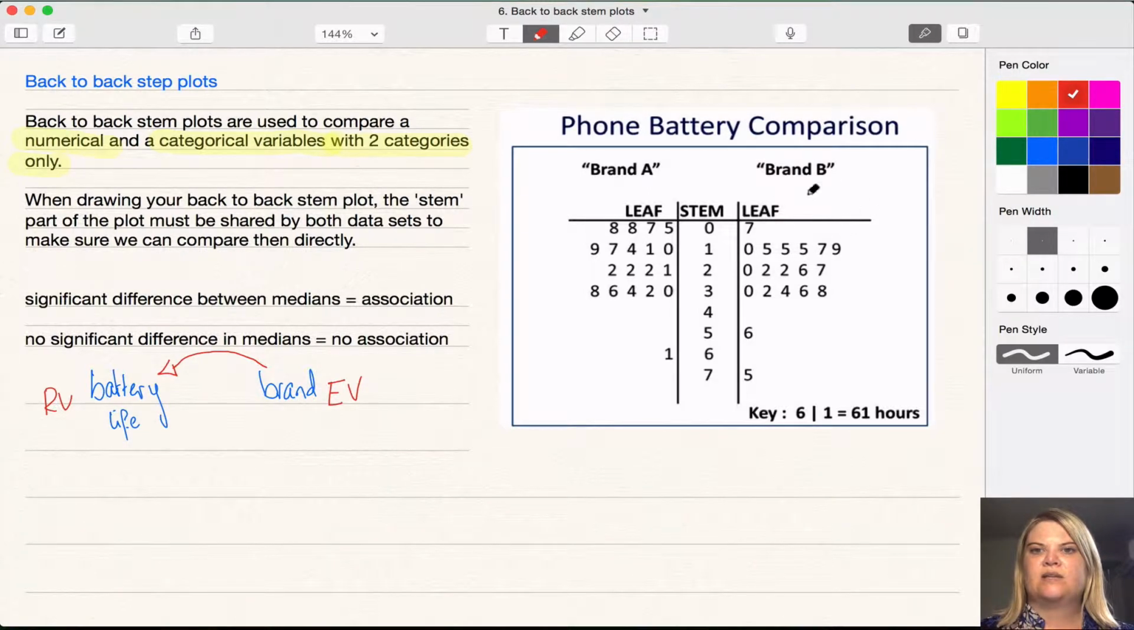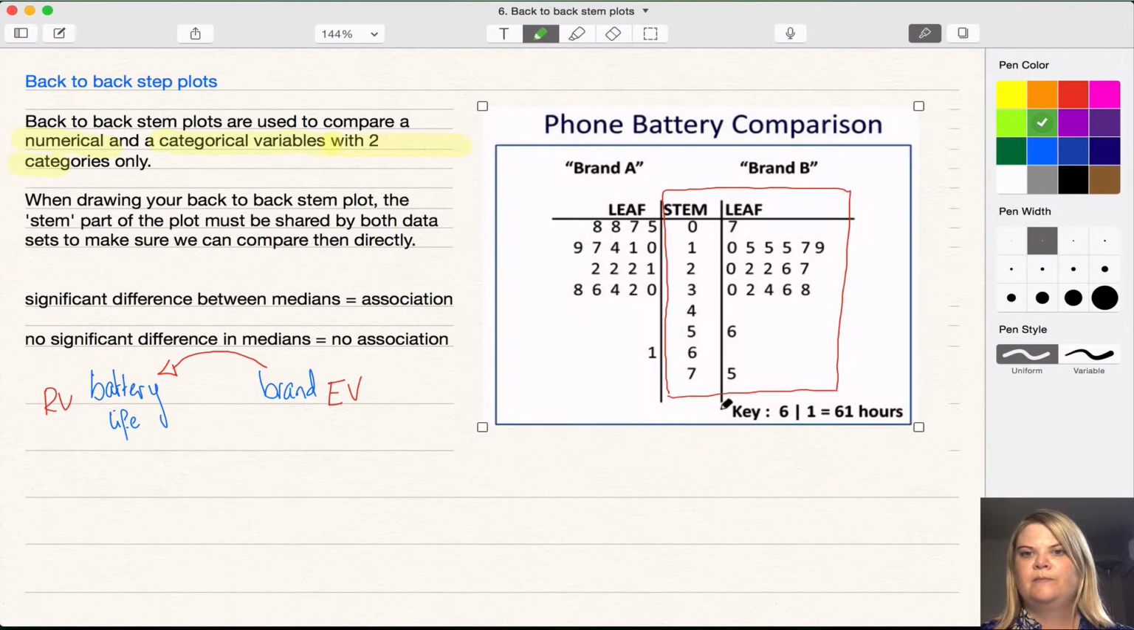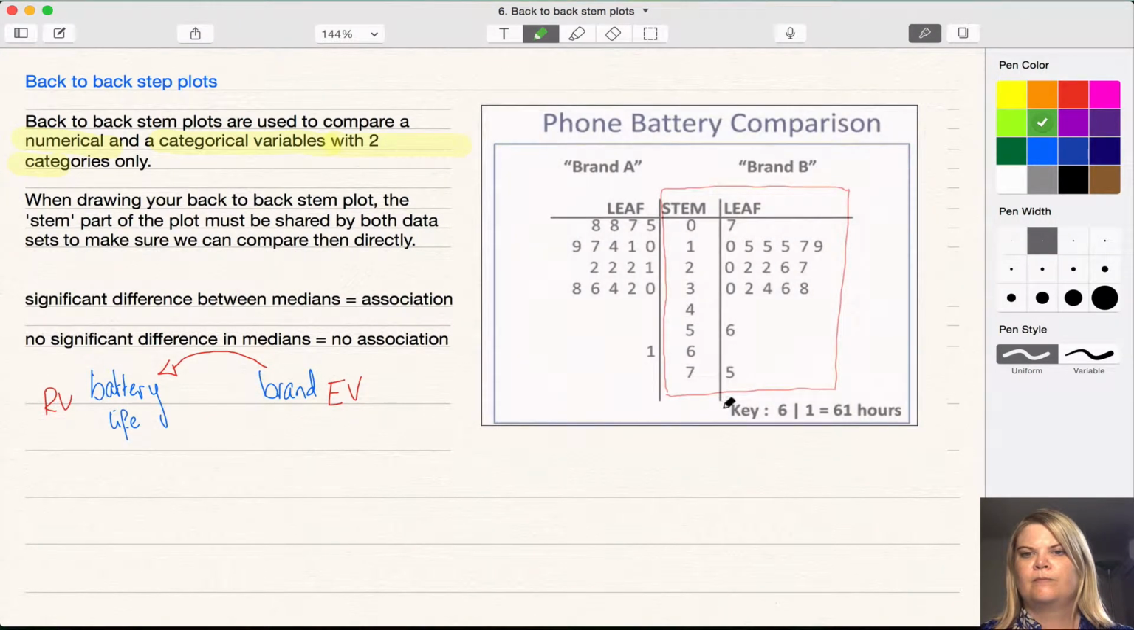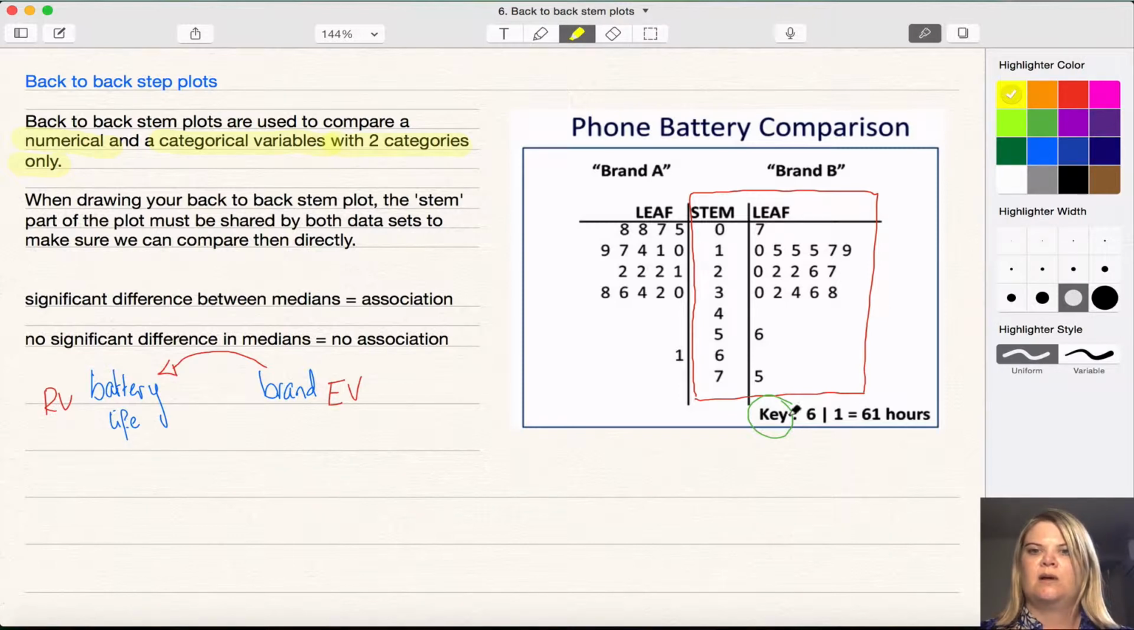If we look at just the right hand side of this stem and leaf plot, so just this part here, this is exactly the same as your normal stem and leaf plot. So just ignore this bit for a minute. This is our normal stem and leaf plot. You'll notice it's got a key down the bottom, which is really important to remember. And I might highlight it actually.